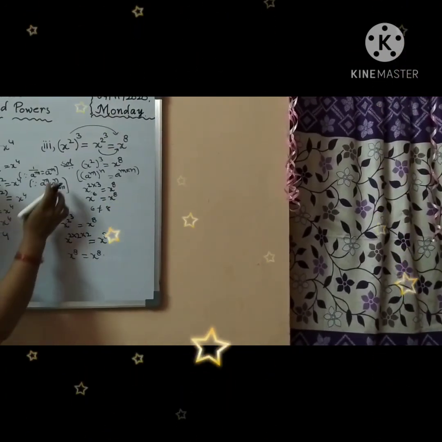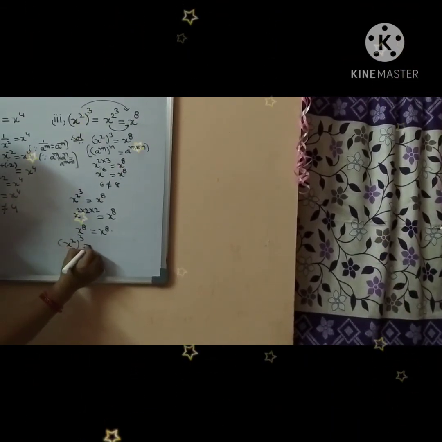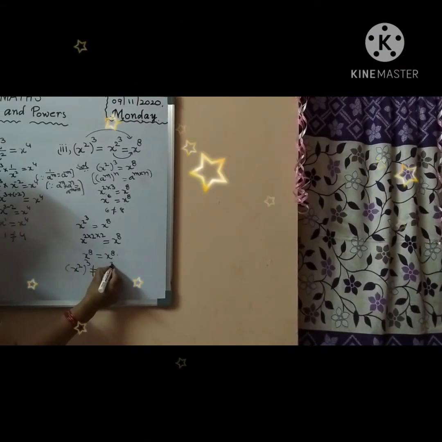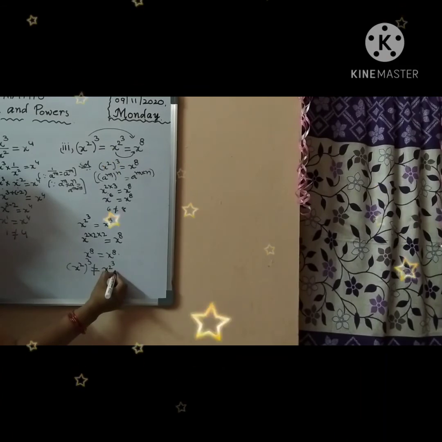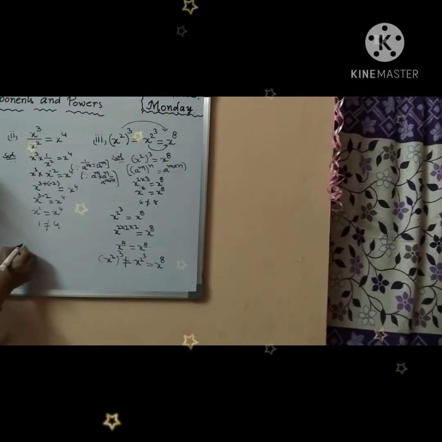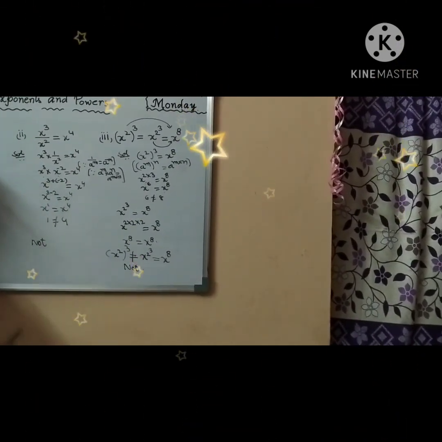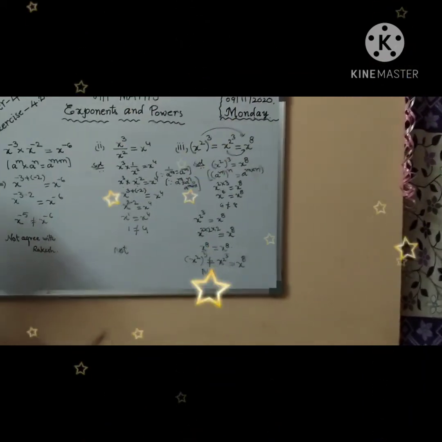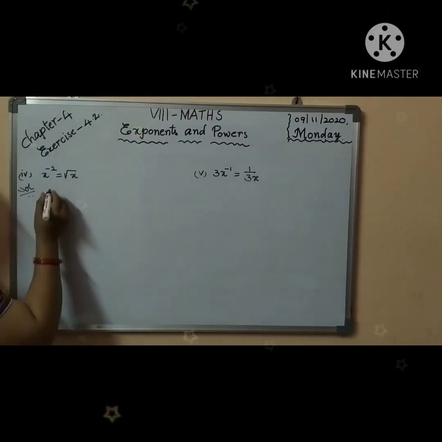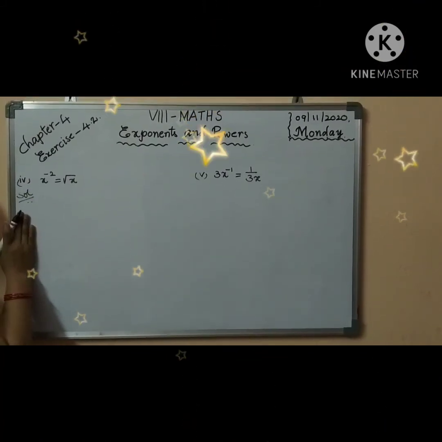Next one: x square whole cube is not equal to x power 2 cube, which equals x power 8. Did you understand? In this case we do not agree, in this case also we do not agree. Okay, did you understand children? Next, the fourth and fifth ones.